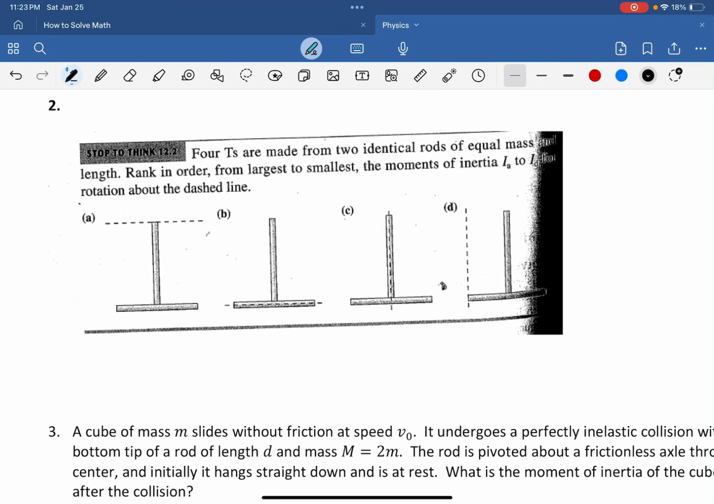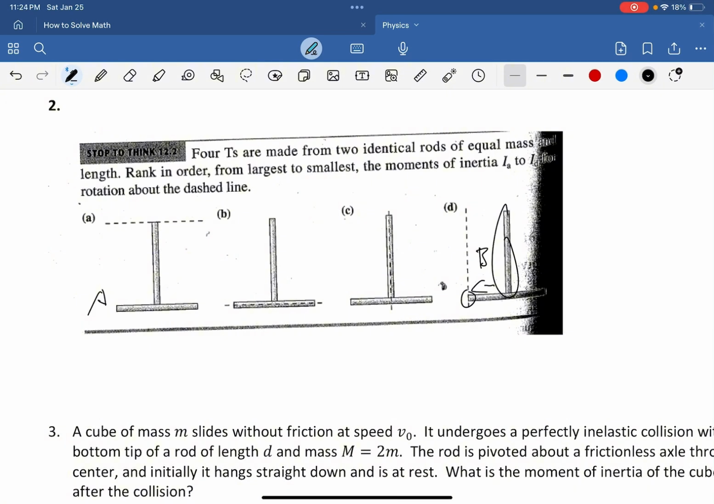let's rank this in order from largest to smallest moments of inertia. When it's largest, it's going to be hardest to do. This one right here is hard because not only do you have the pivot point at the end, but you also have extra mass. So that's going to be the hardest. This one is going to be the second hardest because the pivot point is still at the end. It's just that this is closer to the middle.